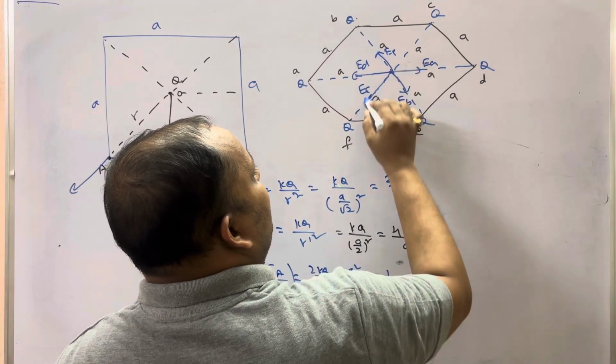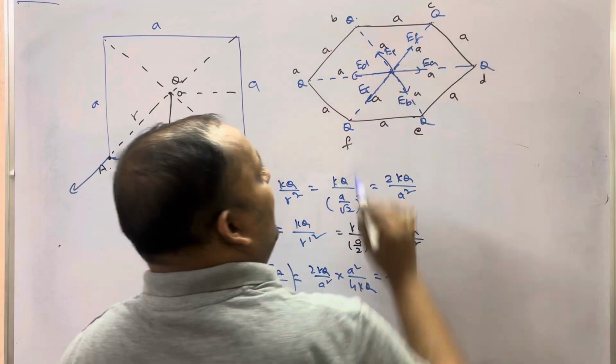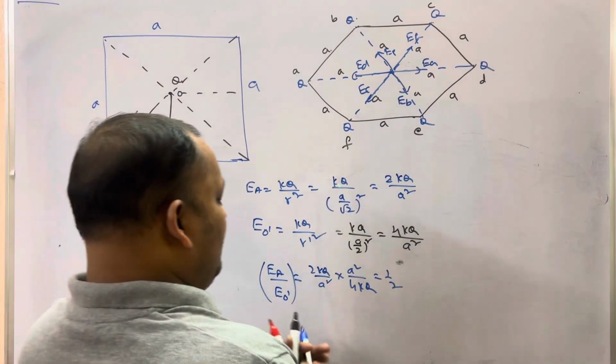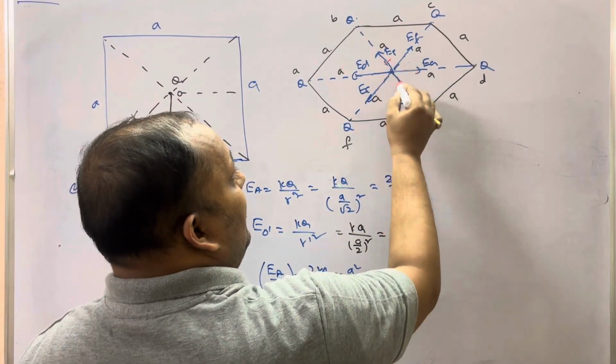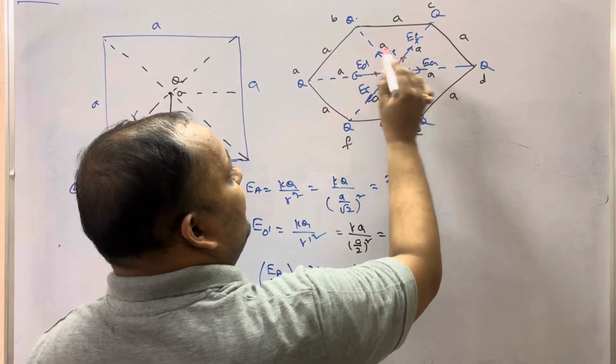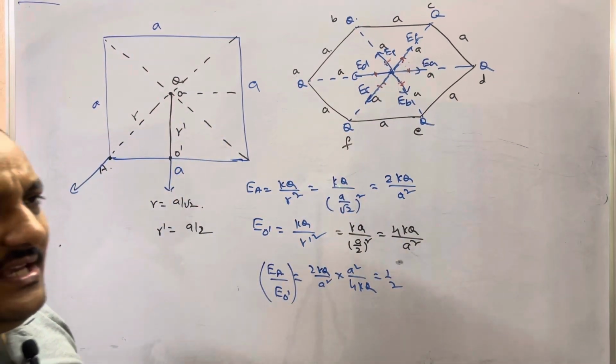EE like this, EF like this. You have to practice by drawing. All are equal and opposite. If you are taking, all are equal and opposite. Therefore, electric field intensity will be 0.